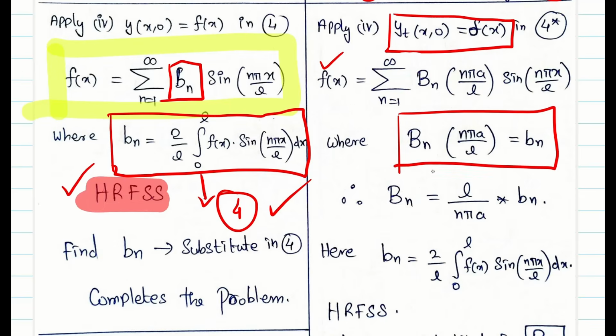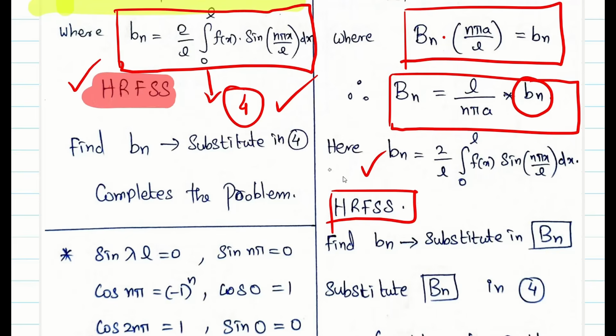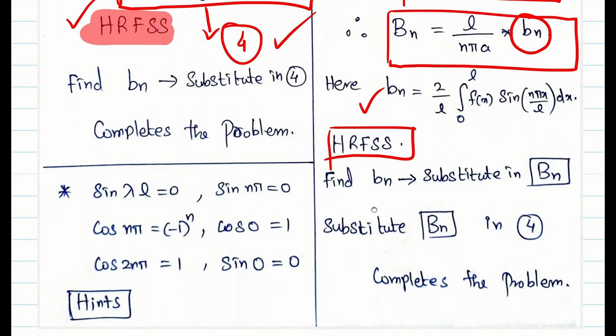So now I am assuming capital Bn into n pi a by L is equal to small bn. From this I can find capital Bn. Now use the formula of half range Fourier sine series and find small bn. Substitute here, we will be getting capital Bn. From this, substitute capital Bn in equation 4. That is my most general solution to complete the problem.